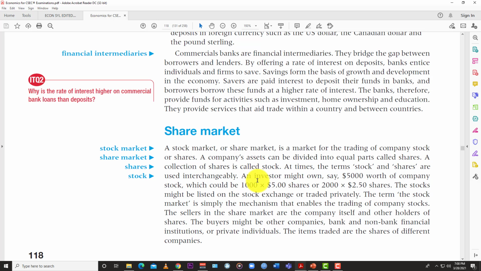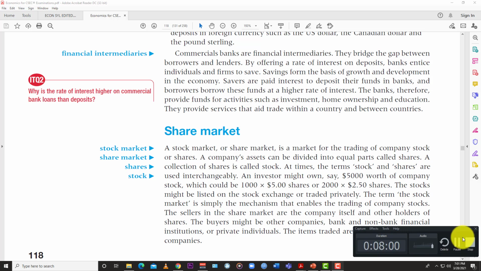And so that is where you go and buy and trade your stocks or your shares. The buyers might be other companies, banks, and non-bank financial institutions or private individuals. The items traded are the shares of different companies. And so you know that the stock market allows for almost anybody in the public domain to buy and sell shares or stock of a publicly traded company.